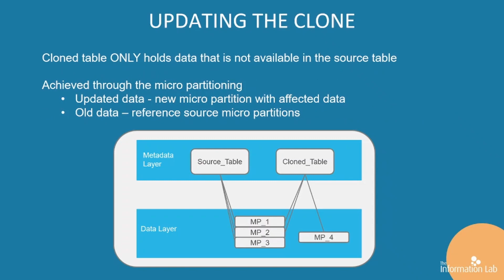However, what if the person who asked for a copy of the table also wants you to add a column? Well, zero-copy cloning comes in handy here as well. In Snowflake, clone tables will only hold the data that's not available in the original table. In this instance, it would only store that additional column, while the rest would still be referenced from the source data. This is achieved because of the micro-partition structure Snowflake runs on.